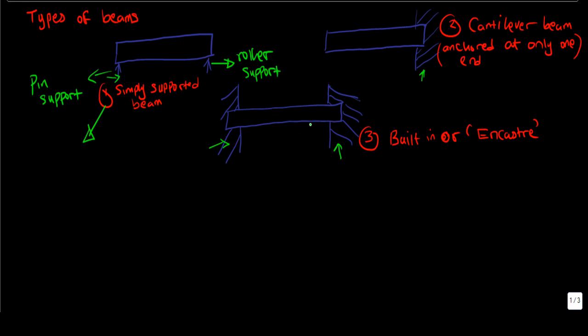Okay, now the next type of beam is called a cantilever beam. Now a cantilever beam basically has one fixed end. So one end of the beam is fixed to maybe a wall to restrict lateral and rotational movement.